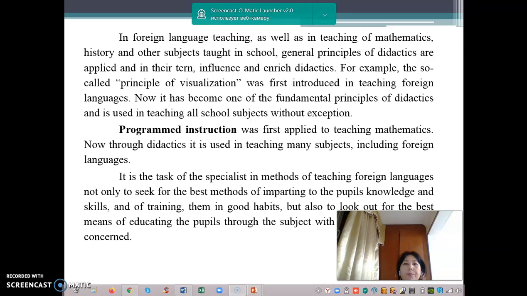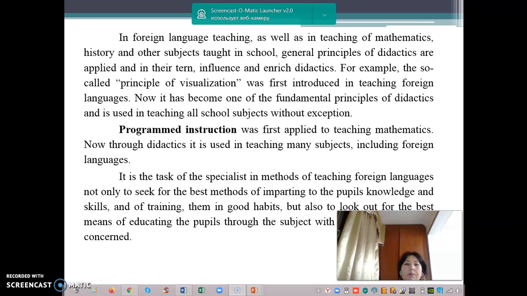For example, the so-called principle of visualization was first introduced in teaching foreign languages. Now it has become one of the fundamental principles of didactics, and its use in teaching all school subjects without exception. Programmed instruction was first applied to teaching mathematics. Now, through didactics, it's used in teaching many subjects, including foreign languages.